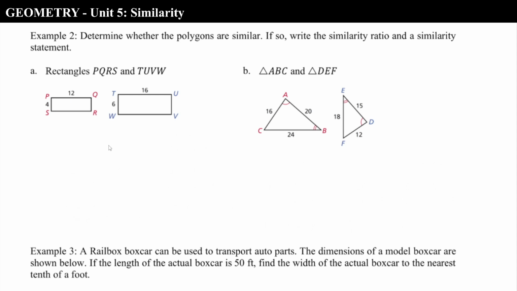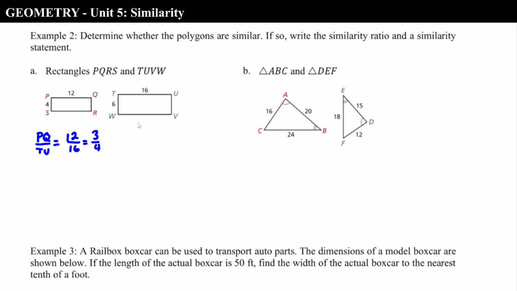Well, we only have two sides to check because the top one's 12, that means the bottom one's 12. The one on the left is 4, so the one on the right is 4. So we only need to check the top one and the left one because it would look exactly the same for the other two sides. So let's start with the top one. PQ to TU is going to equal 12 over 16, and that reduces to 3/4.